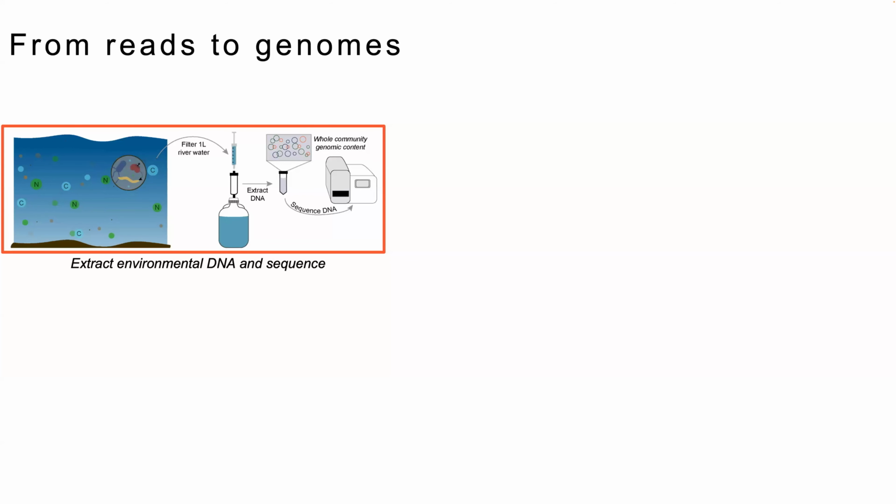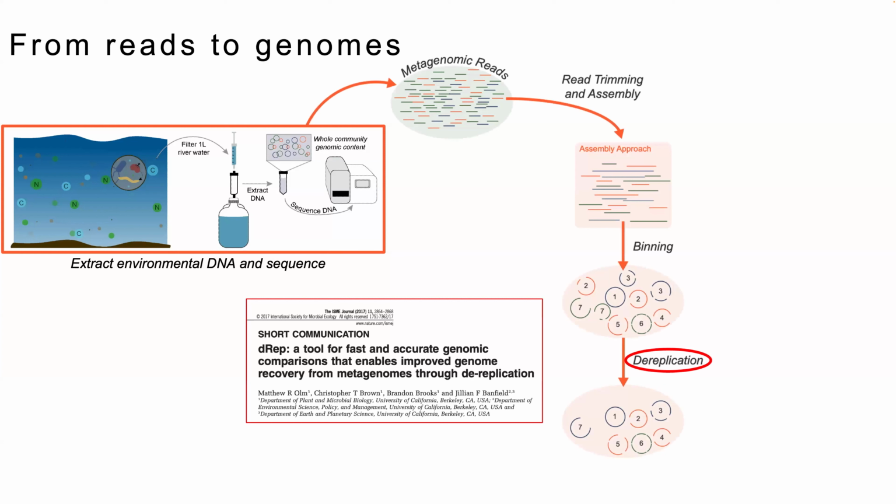Okay, so yesterday, Kelly talked about how we go into an environment, we sample that environment, we get the DNA, and we sequence it. And then Ben took you through the process of going from reads all the way to bins, and we touched a little bit on dereplication. And so today, that's where we're going to start.